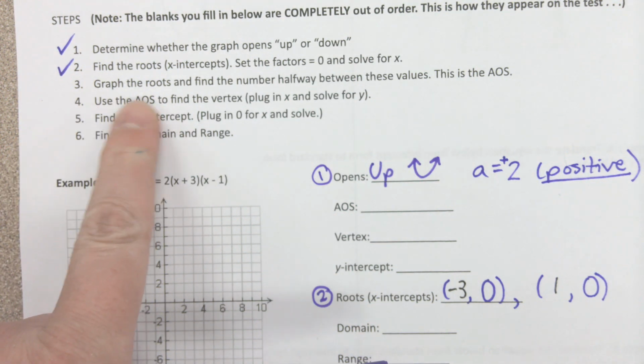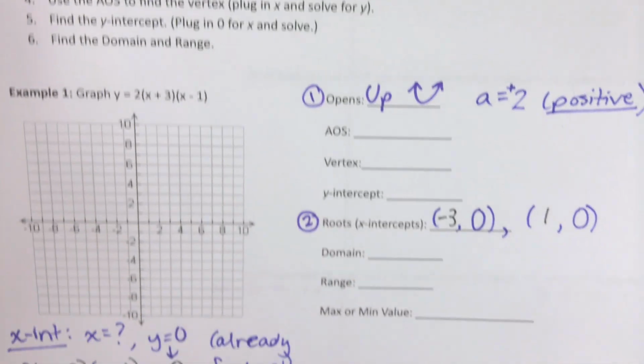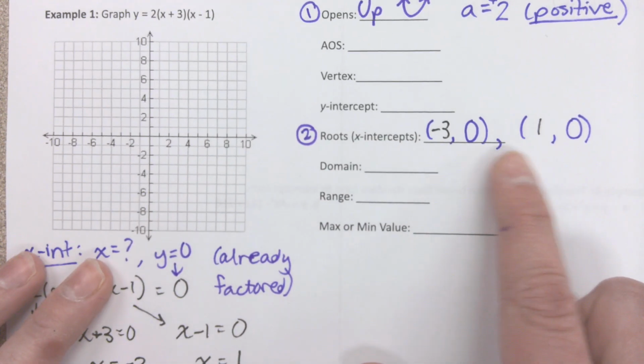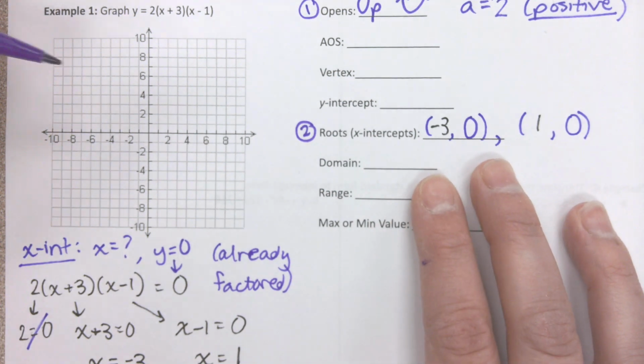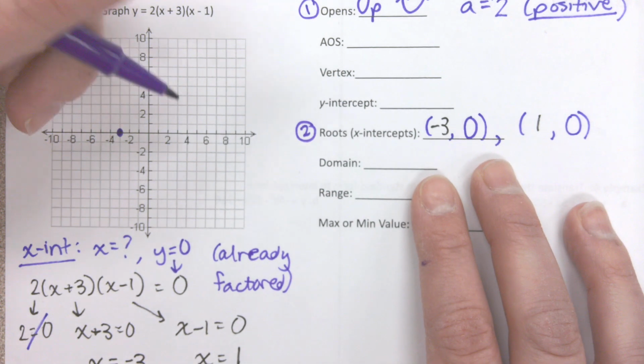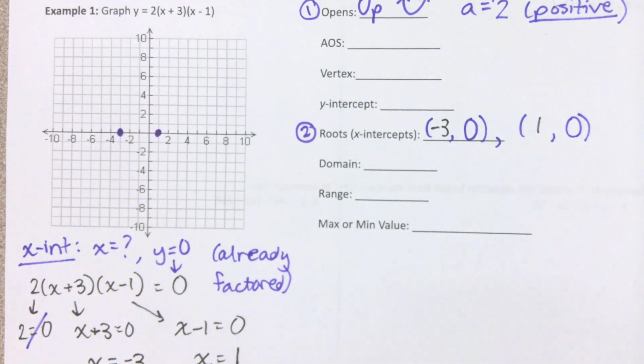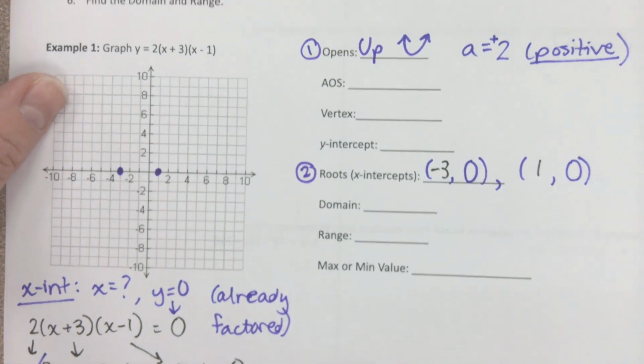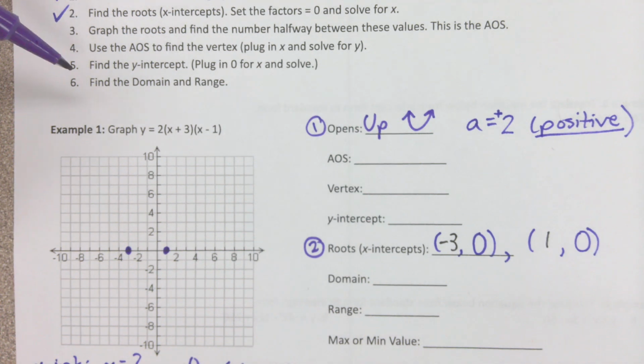Step 3, graph the roots. So that's where I'm going to start. The x-intercepts. So I'm going to graph these points: negative 3, 0, and 1, 0 on the x-axis. Reminder, roots and x-intercepts, those are interchangeable terms. They mean the same thing. So step 3, graph the roots, done.